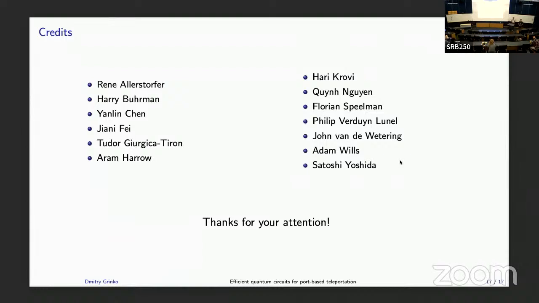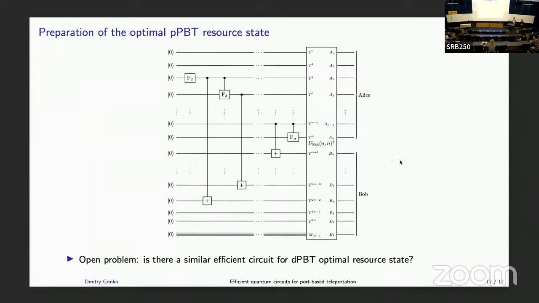Thanks for a very nice talk. So I'm interested in the state preparation thing. For the DCOS2 case, we know the closed formula for the optimal resource state, right? In this case, do you know the efficient implementation? Yes, for PPBT. Mm-hmm. Yes, no, DPBT. No. Yeah, that's basically the question.